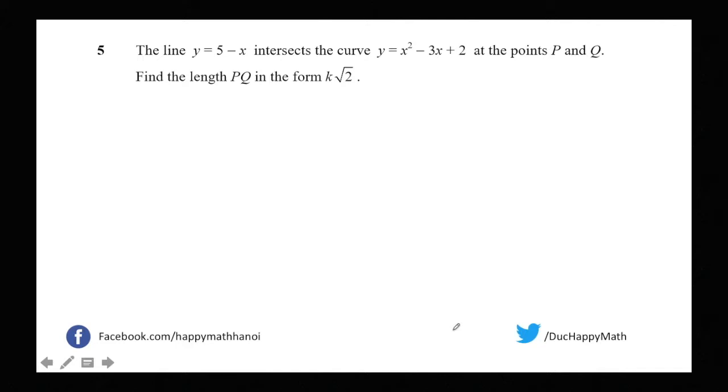Question 5. The line y equals 5 minus x meets the curve at the points P and Q. Find the length of PQ in the form k square root of 2. Oh, this is quite a long exercise. The first step is to find the coordinates of the intersection points of the line and the curve. This one is a parabola, and this equation is a quadratic equation. So I have to set up a system of equations first.